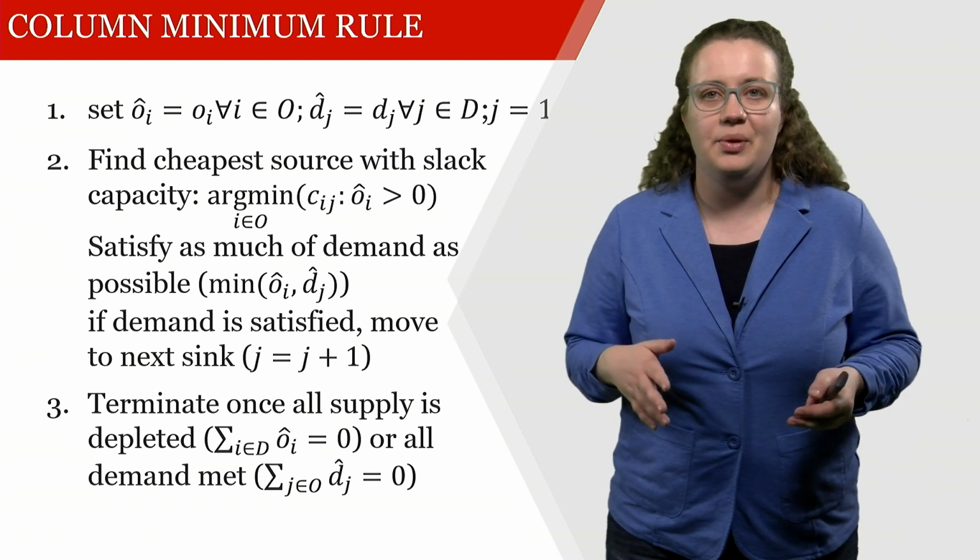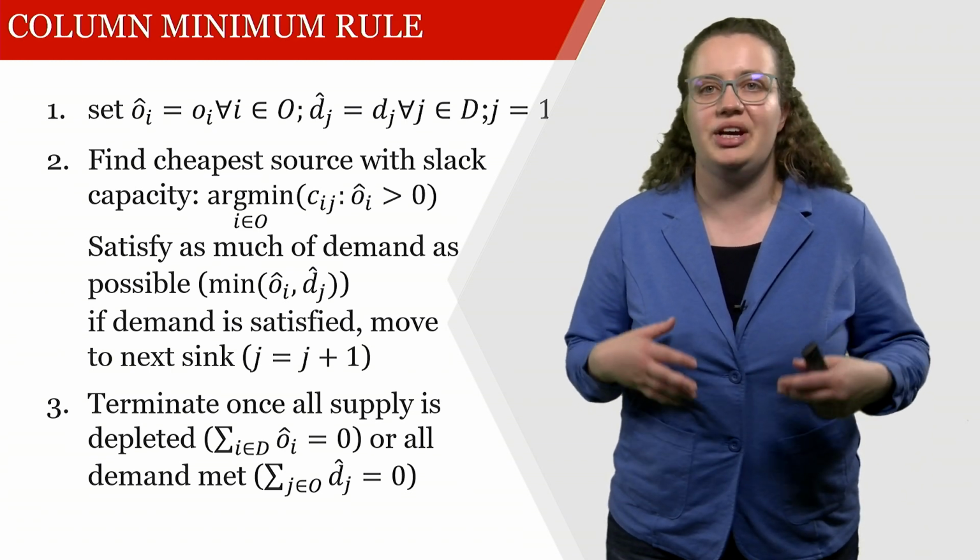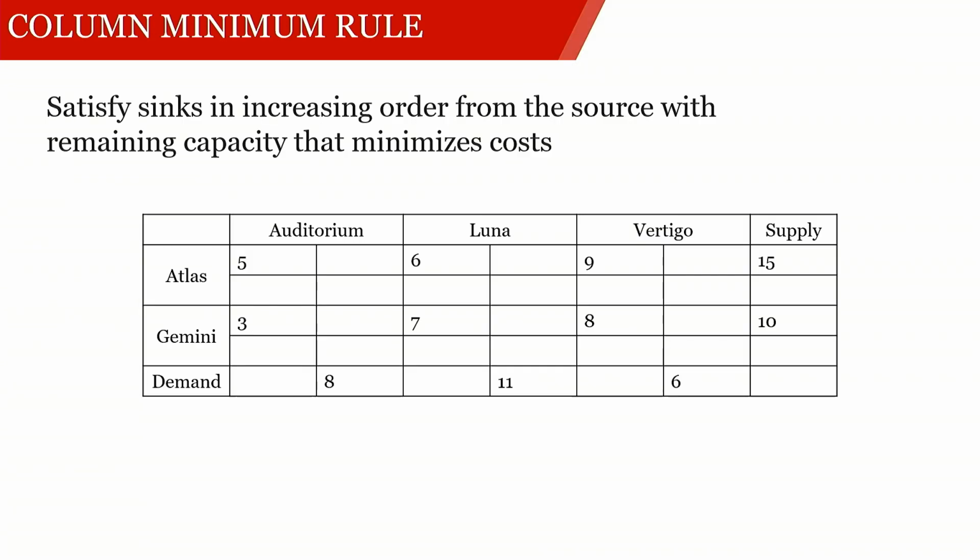Similar to the previous example, this will get a lot clearer once we actually look at the example of the TOE bike sharing system. So once again here, we're having Atlas and Gemini in the vertical direction, and we have the sinks, Auditorium, Luna, and Vertigo on the horizontal direction. So now we're starting with Auditorium, and for Auditorium, we're checking which one is the cheapest. Is Atlas the cheaper or Gemini the cheaper? And we see Gemini is cheaper. So we satisfy as much as possible from Gemini, which is the full demand, the full 8, which gives us a cost of 24.